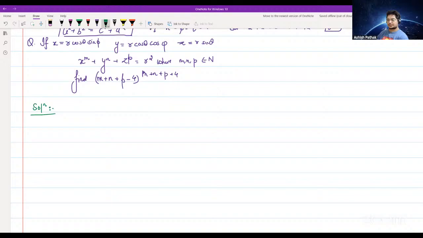We are writing the solution for this. We are writing cos theta sin phi, sin theta cos phi, like this that we are writing. Do it. Tell me the answer.